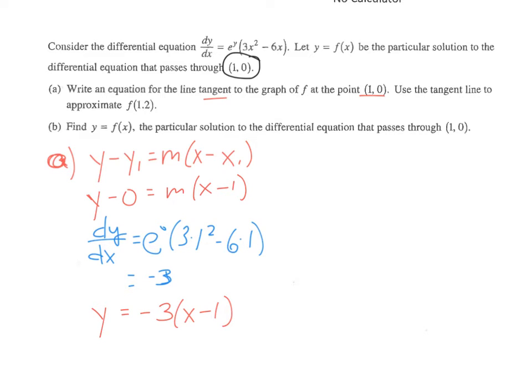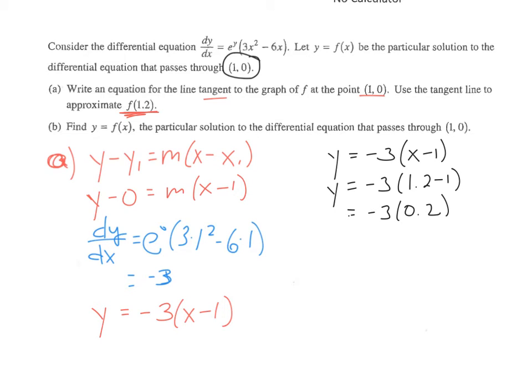Okay, the next part says to use the tangent line to approximate f of 1.2. So here's our tangent line. I'm going to plug in 1.2. And we get negative 0.6. So that means that f of 1.2 is approximately negative 0.6.